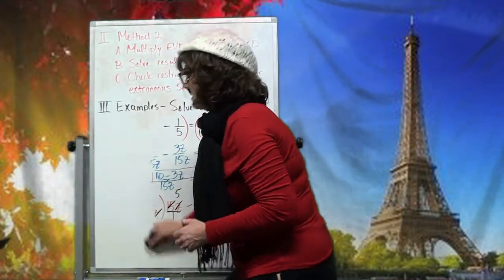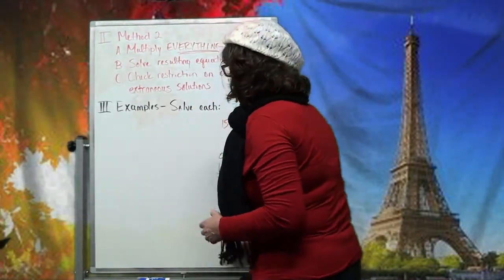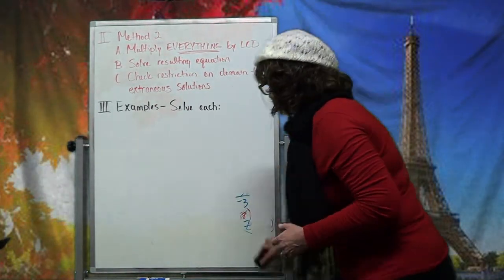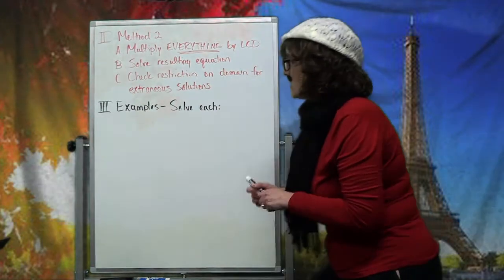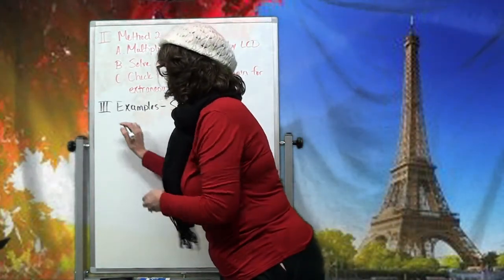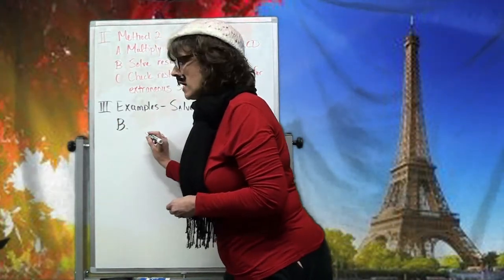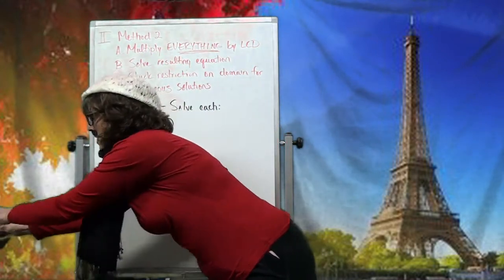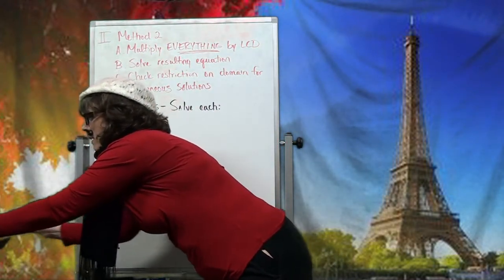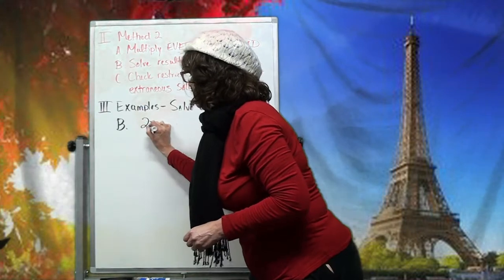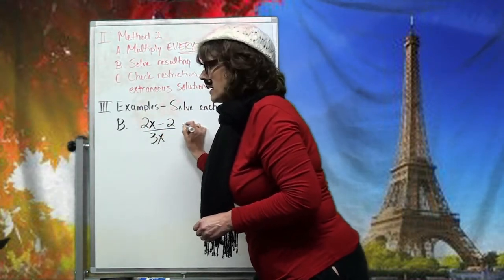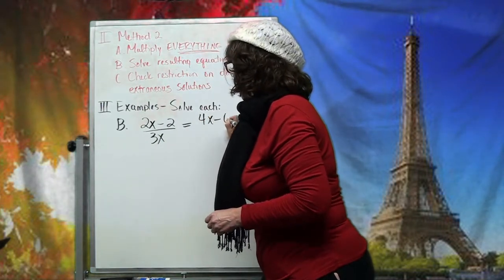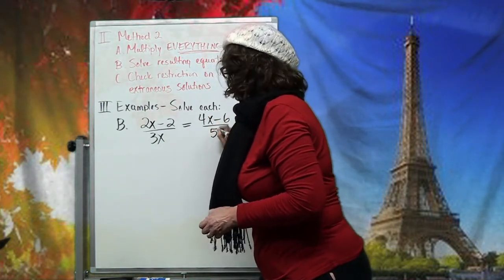I don't really want to erase these steps right yet. I want to be able to refer to those one more time, and then I'll erase them and really take off with these. So let's take another example, example B, and this one is going to say 2x minus 2 over 3x equal to 4x minus 6 over 5x.